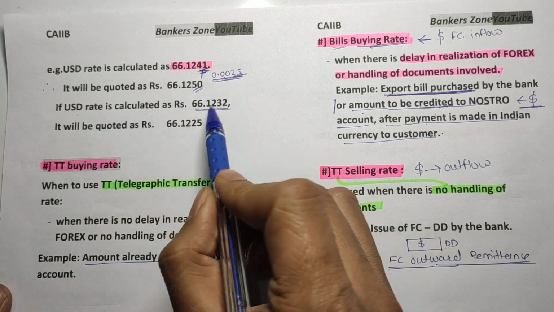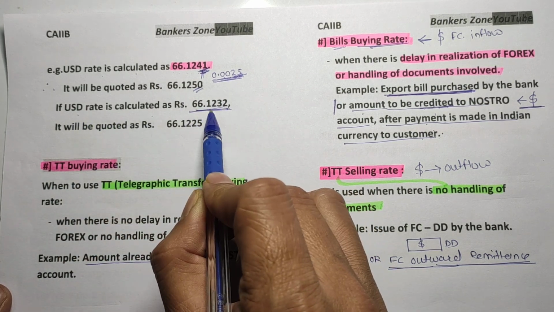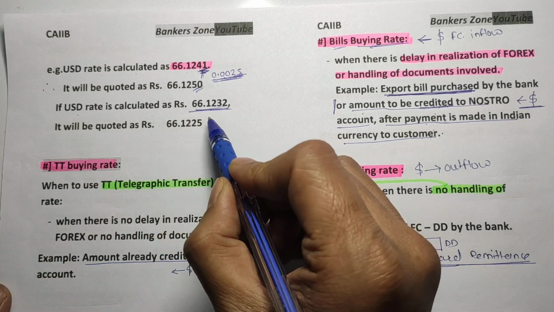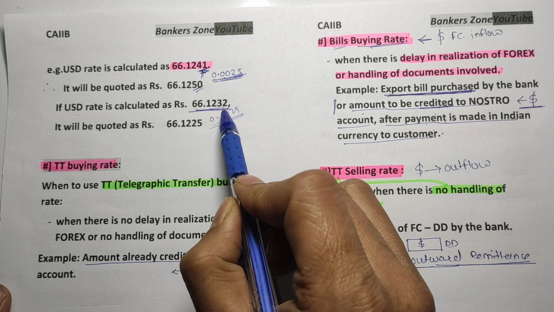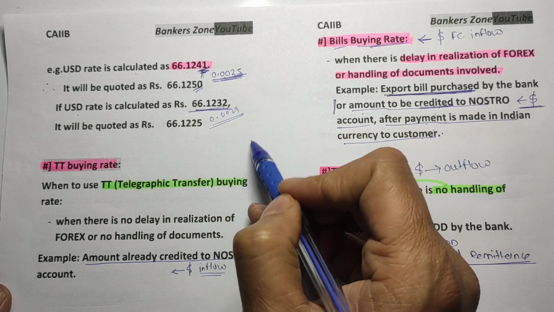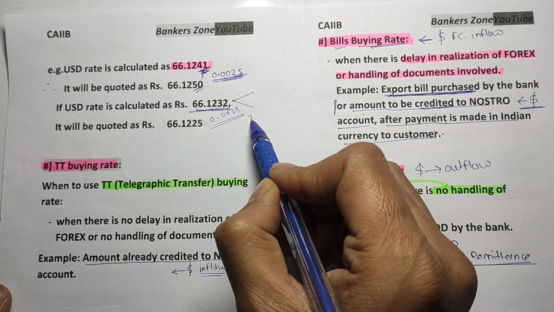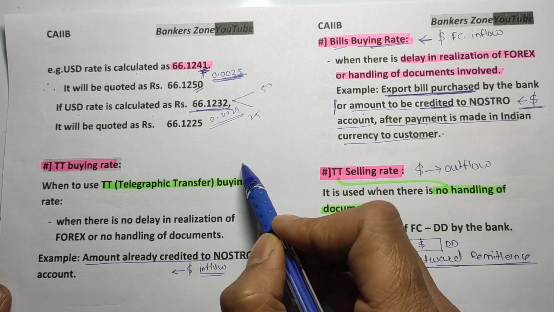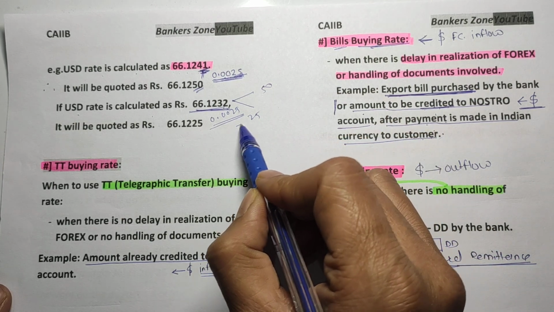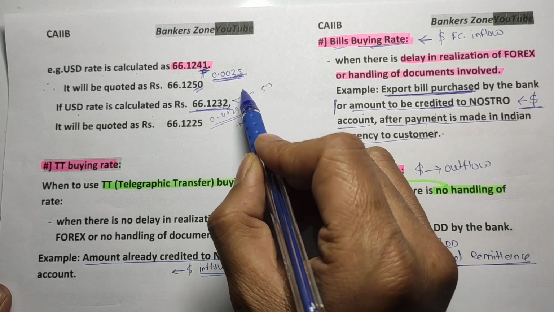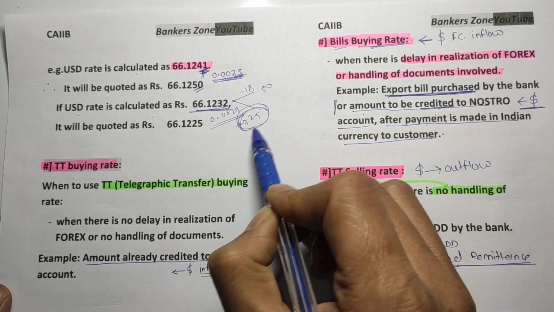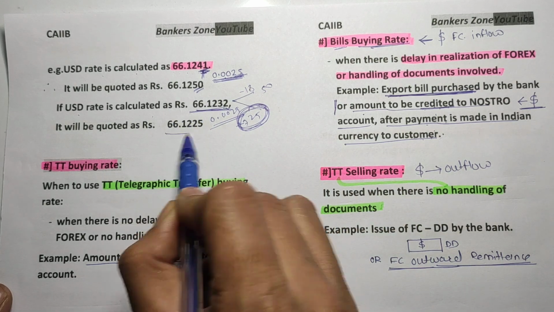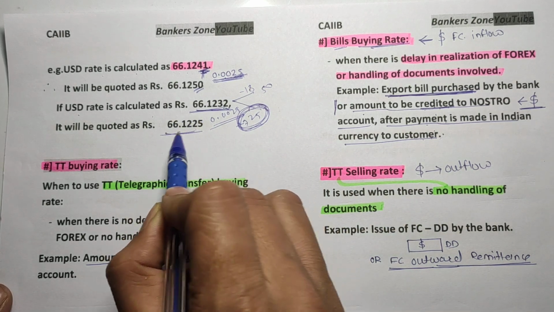Suppose the rate is given as 66.1232, and we have to do the rounding off using 0.25. See, 32 is nearer to which value? 32 is between 25 and 50. In case of 25 it is plus 7, in case of 50 it is minus 18. So 32 is nearer to 25, so we will take 25. So here we will take the value 66.1225.